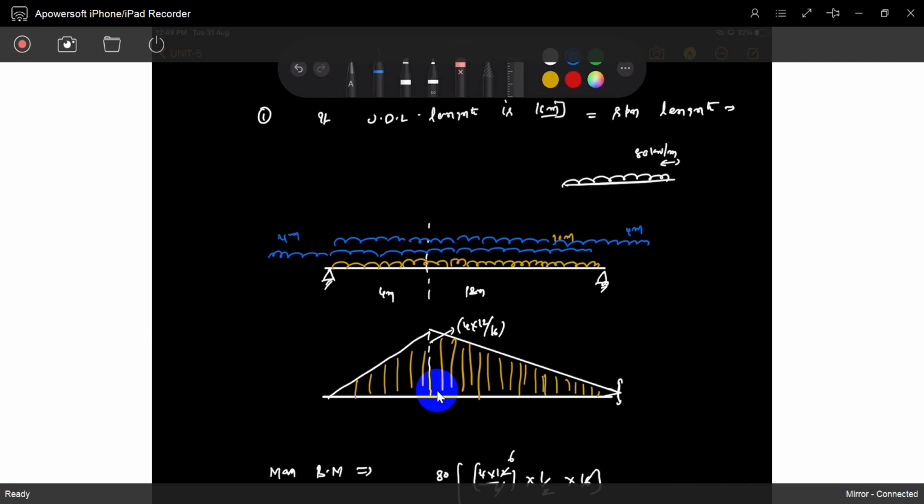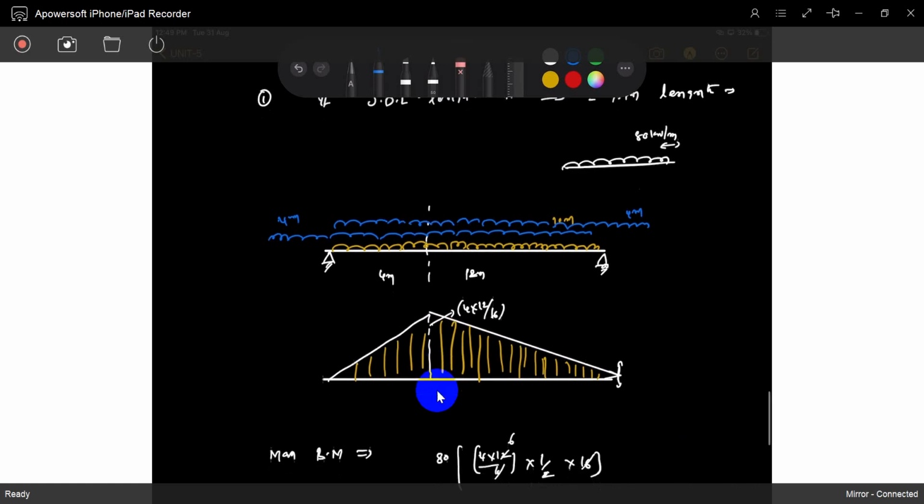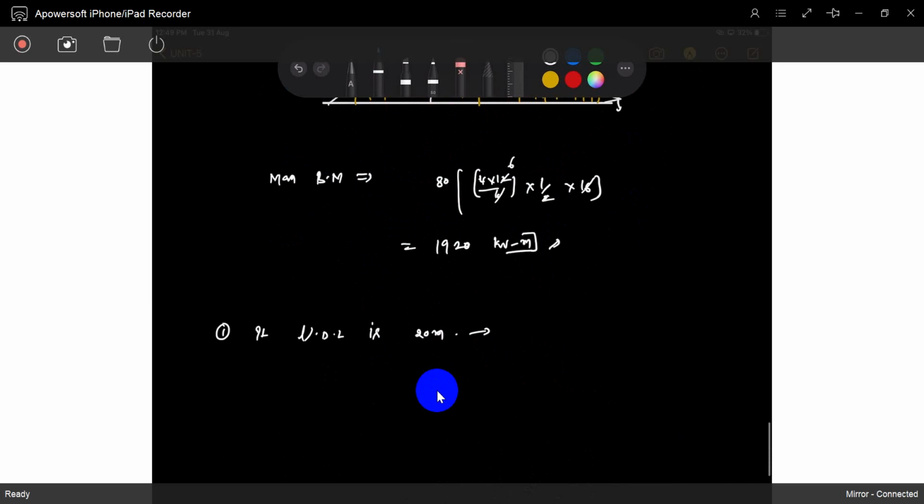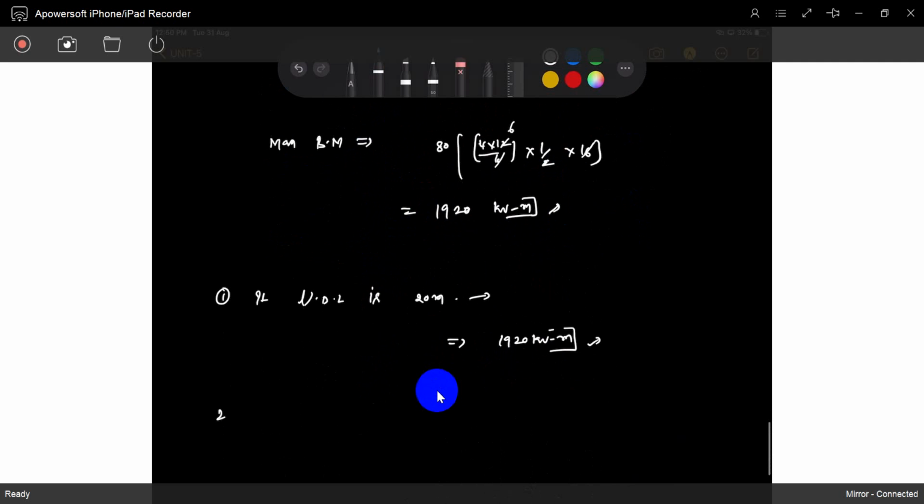If the UDL length is 20 meters, in that situation also you have to put the load covering the 16 meter span only. So the remaining 4 meters go out of the span. So the maximum bending moment will come. Same 1920. So okay, same 1920.